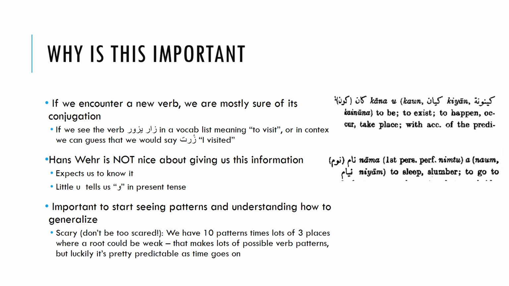Not super nice, but a little bit nicer. But the other reason this is important is because it's important to start seeing patterns and understanding how to generalize. All right? So we're going to see a lot of different kinds of verbs. Remember, we only really have 3 places where the verb can be weak, and I told you it's rare for there to be weaknesses in all 3 places.